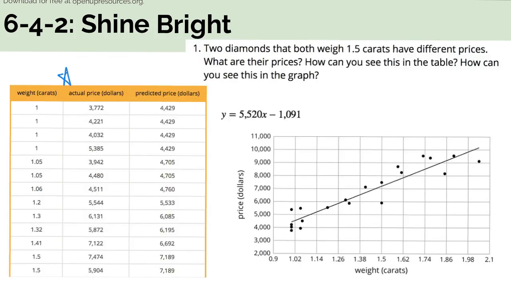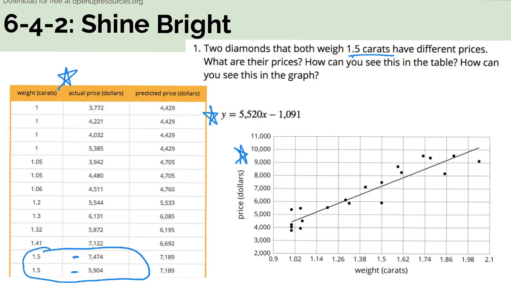We have the table of data, we have the scatter plot of the data, and then the equation for the line or the model. And if two diamonds both weigh 1.5 carats, what are their prices? We can see that in the table right here. There's two diamonds right there, both 1.5 carats. You can see one price is in the 7,000 range and the other price is in the 5,000 range.